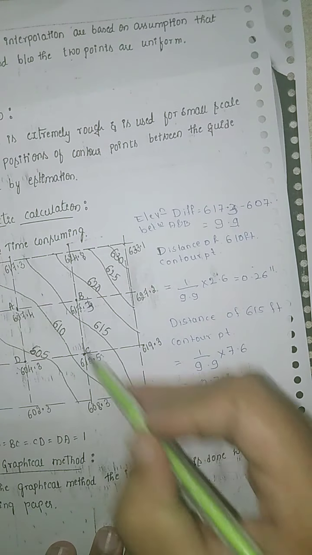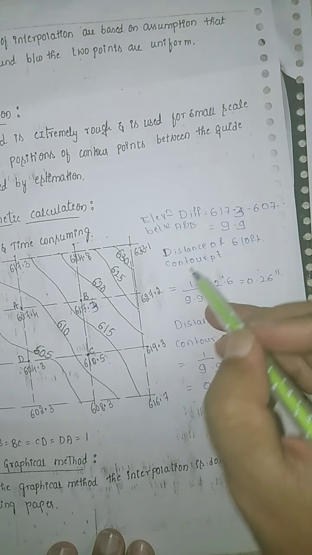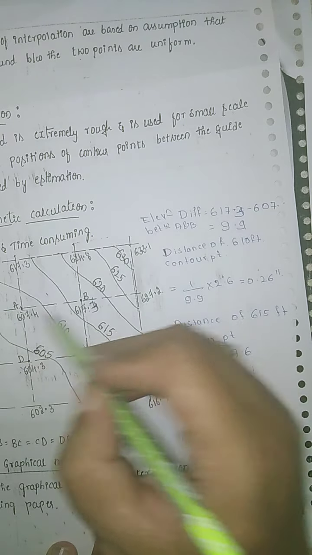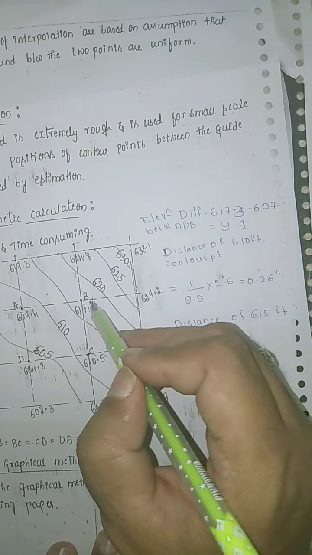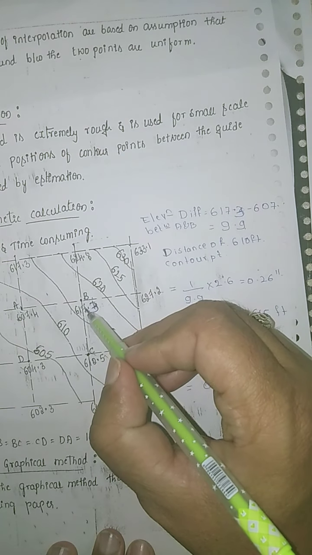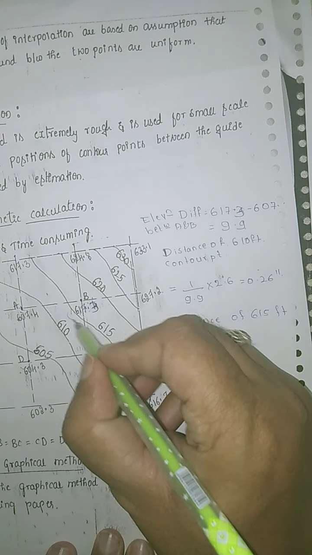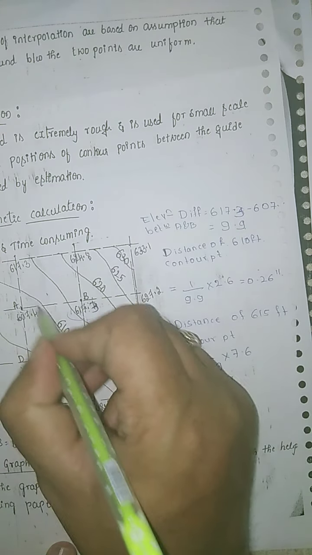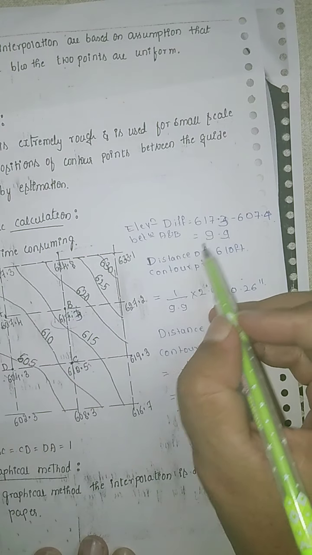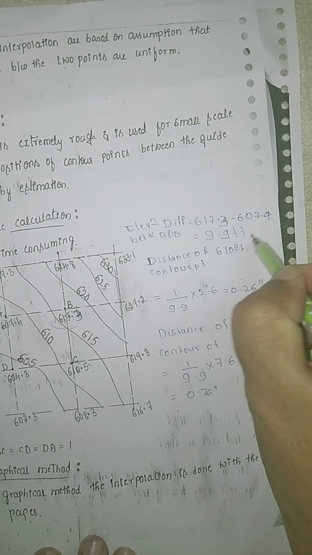Here you want to locate the gradient line, your contour line of 610. In order to locate this 610, you will be measuring the difference in elevation between A and B, because you want to draw a line between A and B. So how can you do it? The elevation at B is 617.3 and at A is 607.4. This difference you are going to calculate. Here you get 9.9 feet. This is the 9.9 feet difference.